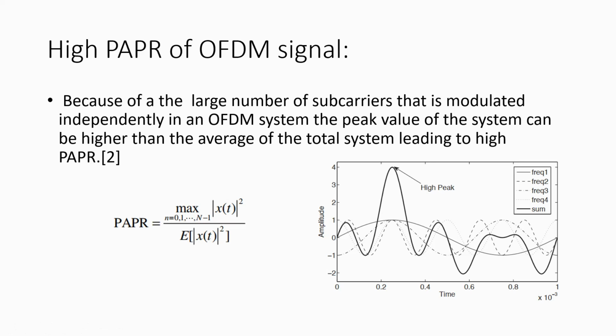Because of the large number of subcarriers that are modulated independently in the OFDM system, the peak value of the system can be higher than the average of the total system, which can lead to high PAPR. The picture below describes a high peak after summing 4 different frequencies.